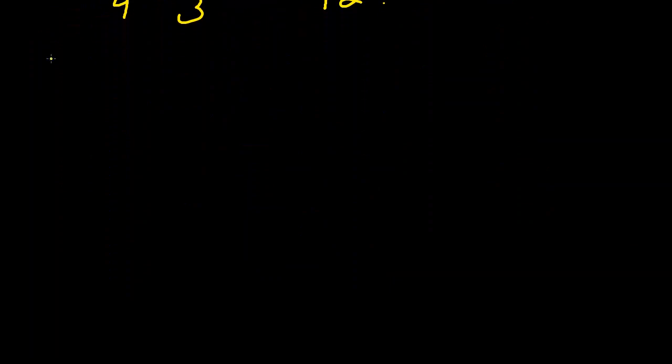So let's say we had 7 and 6 over 2 plus 2 and 1 over 5. Or, sorry, not plus, multiply. So let me just change this into a multiplication. So 7 and 6 over 2 multiplied by 2 and 1 over 5. How would we do this?